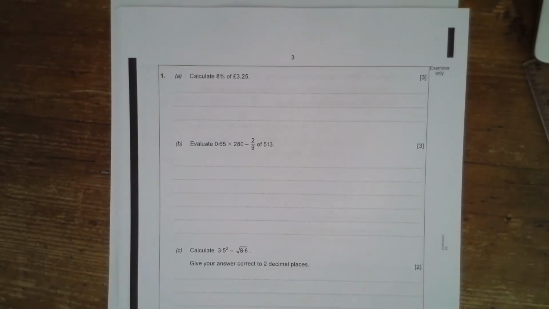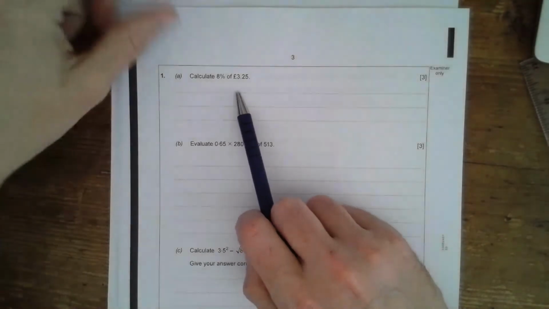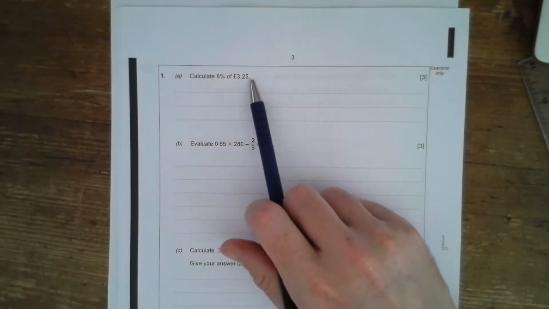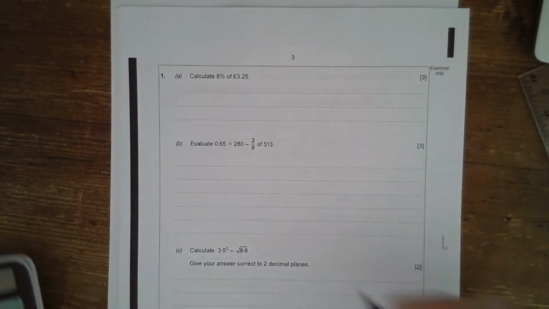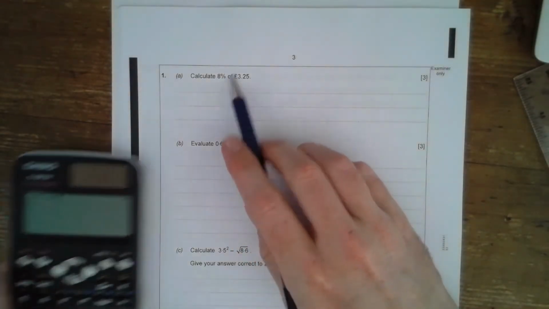Okay, then, question number 1 says calculate 8% of £3.25. Now, the first thing you do not do with this paper or this question, because it is the calculator paper, is you do not find 10%. That is an absolutely great way to solve it when you don't have a calculator.